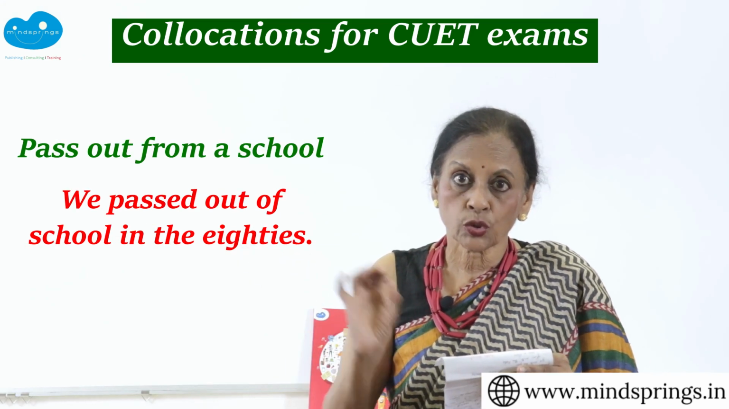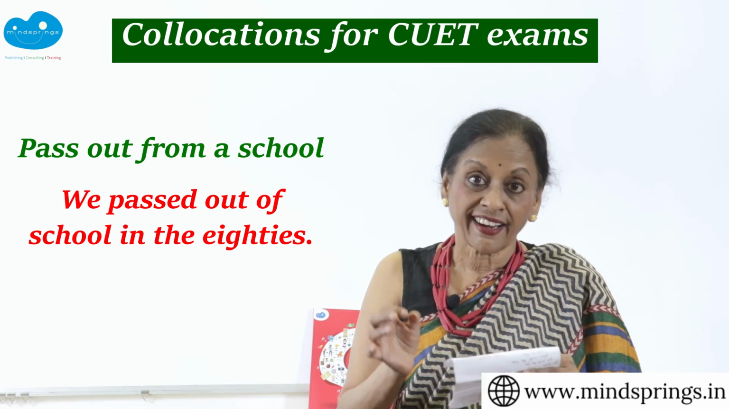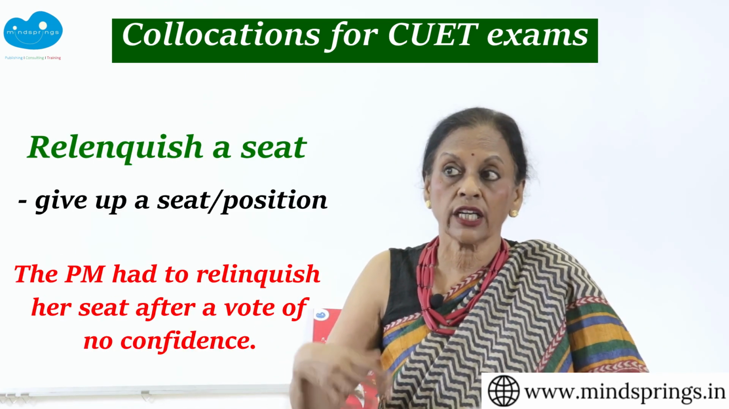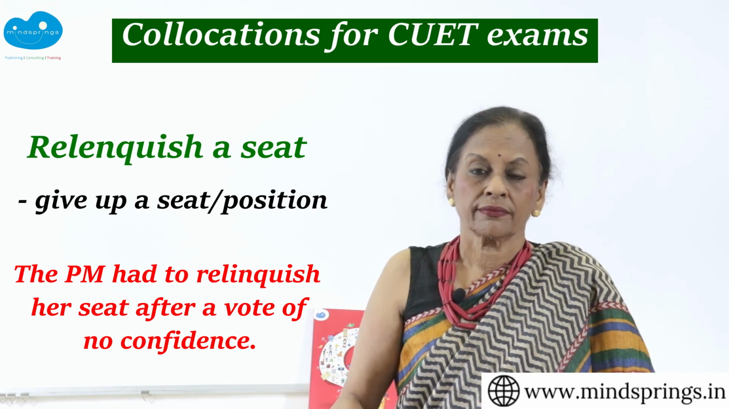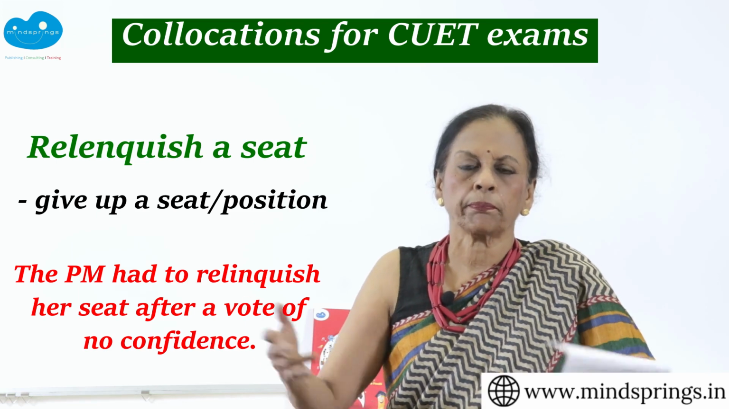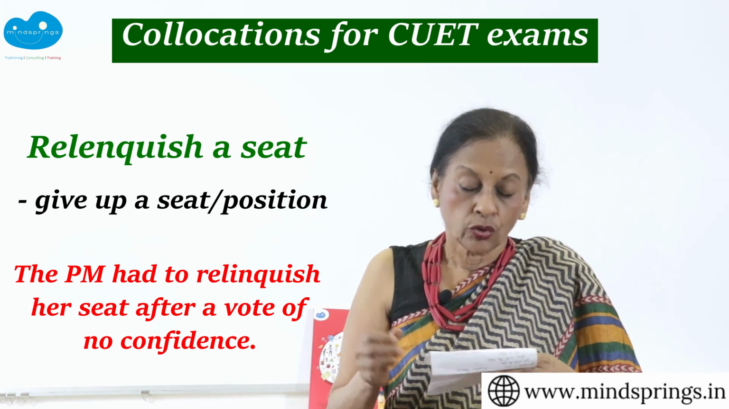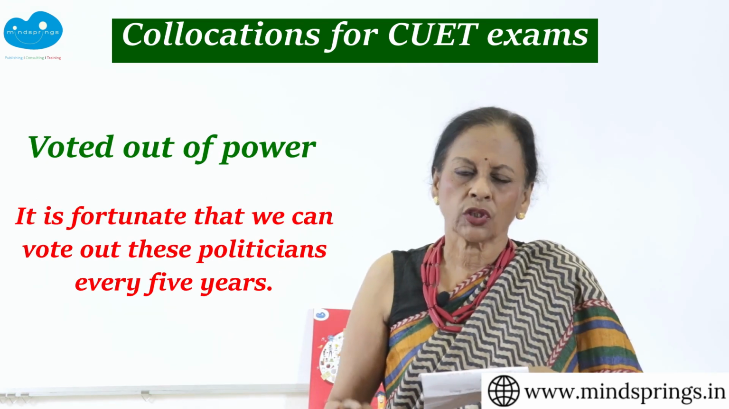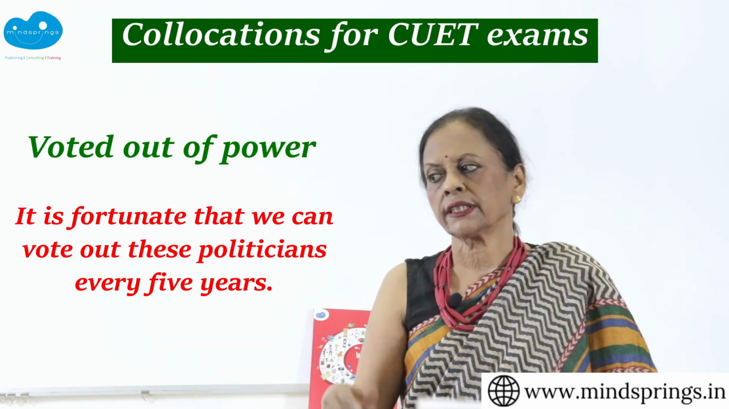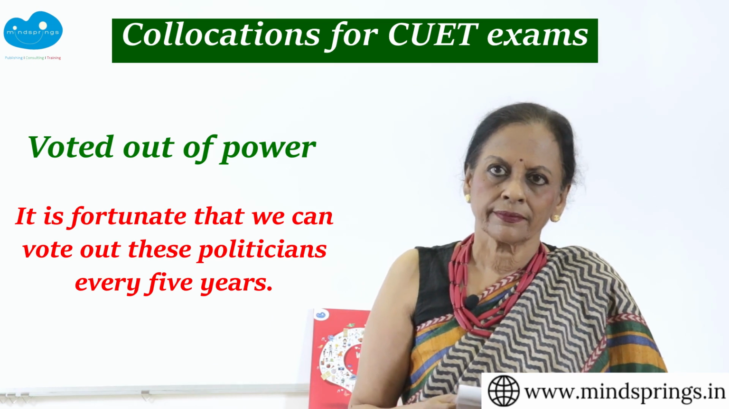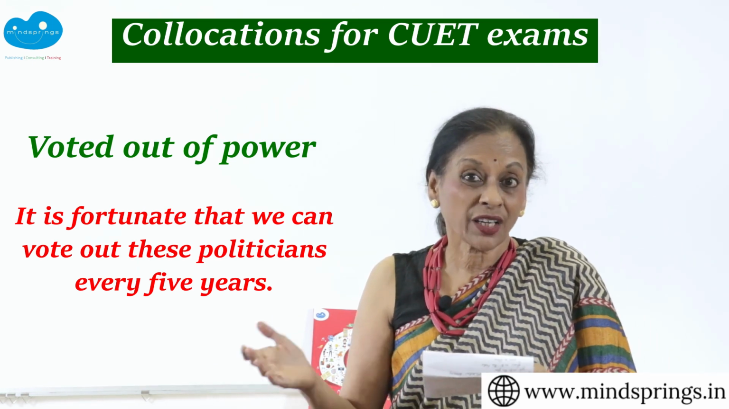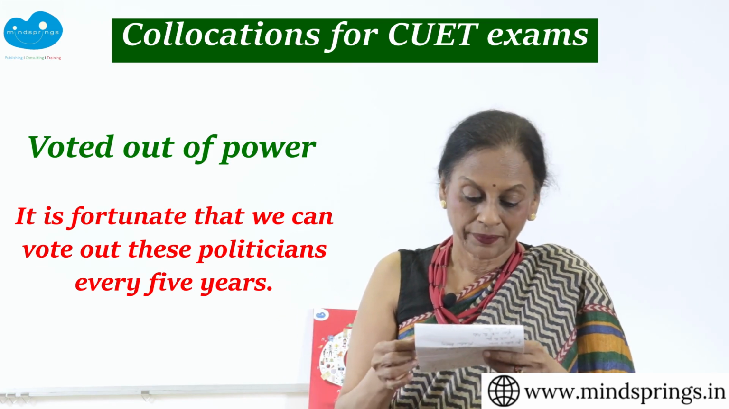You pass out of school. You retire from an office. You relinquish a seat. To relinquish means to give up. So, if you are holding a seat, if you are holding a position, you relinquish it. You give it up, right? You are voted out of power. Now, if you are sitting in a seat which has got power, you have to be voted out. Otherwise, they will stick to that chair forever, but they can be voted out. They may not relinquish, but they will be voted out.